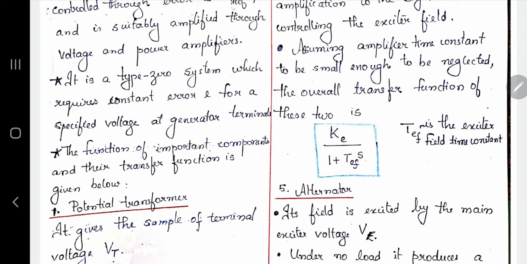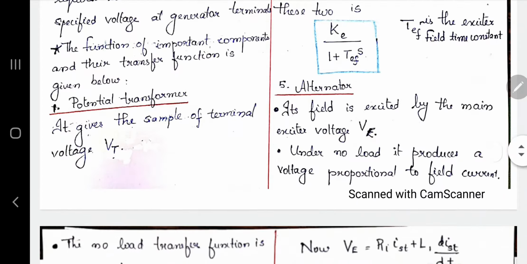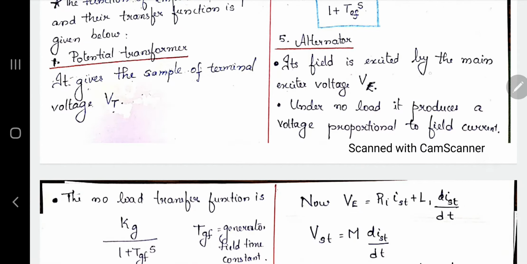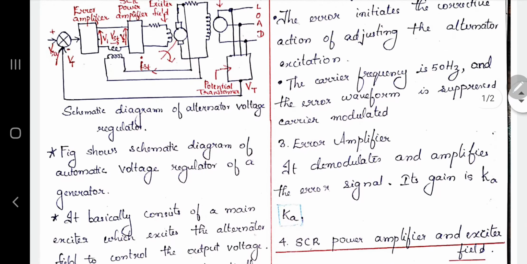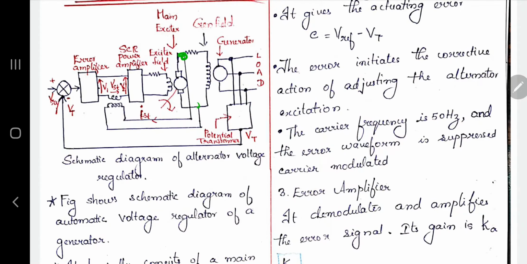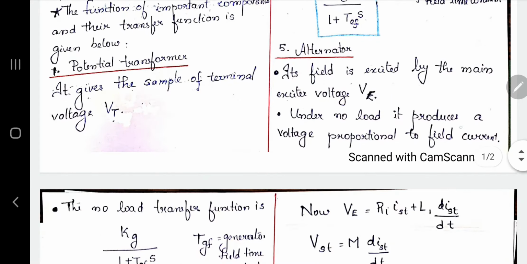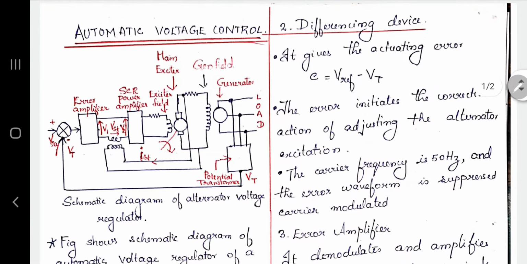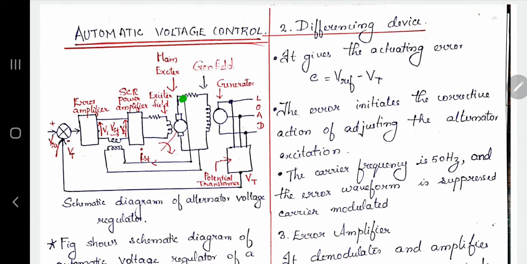Okay, the next one is the fifth, that is the alternator. Its field is excited by the main exciter voltage VE. The alternator is excited with the help of a main exciter, and the voltage across that exciter is VE. Now, at no load, it produces a voltage which is proportional to the field current. So during no load, the voltage created is proportional to the current going through the exciter.